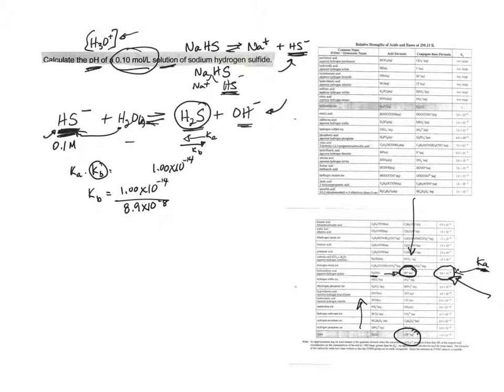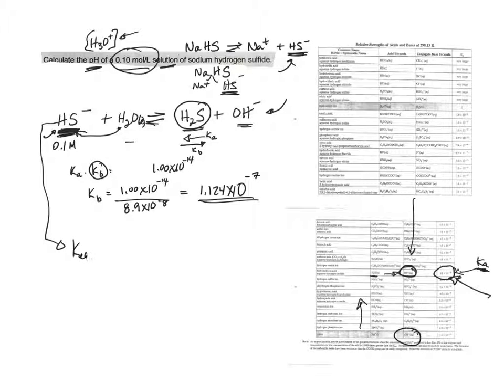Okay, so if I divide those, I get 1.124 times 10 to the minus 7. Okay, so that's my Kb value. And really why I wanted that was so that I could write an equilibrium equation for that reaction there.